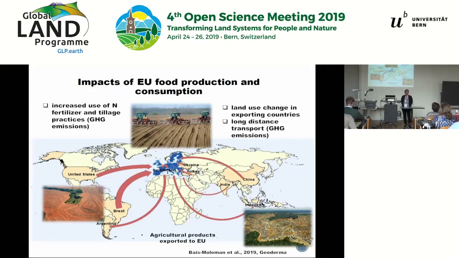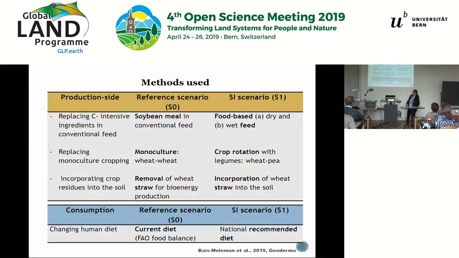But the conceptual framework of sustainable intensification does not only focus on agronomic developments. It should also include other practices along the food value chain. So in this study, we selected four different sustainable intensification measures covering both production and consumption. For the production side, we included replacing soybean meal in conventional feed with food-based feed, replacing continuous monoculture of cereals with crop rotation with grain legumes, and incorporation of crop residues into the soil. For the consumption side, shifting from the current diet to the national recommended diet.